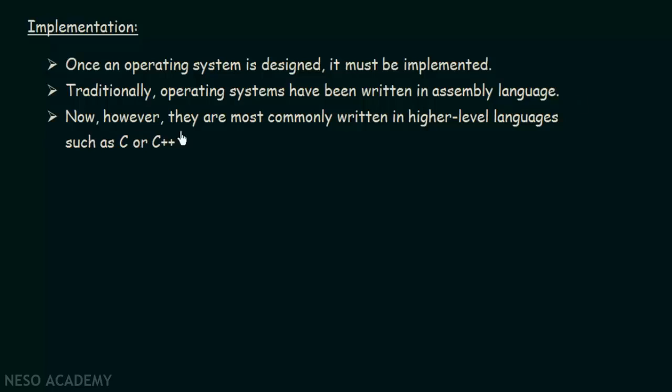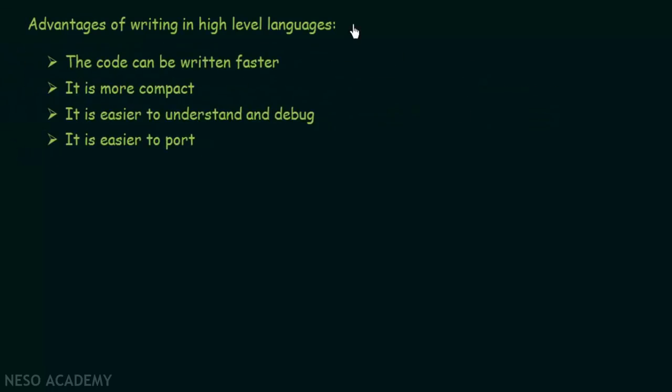But now, however, they are most commonly written in higher level languages such as C or C++. The operating systems that we have now are mostly written in higher level languages such as C or C++. Now let us see what the advantages are of writing our operating system in higher level languages and not in assembly language. So these are some of the advantages of writing your operating system in higher level languages like C or C++.